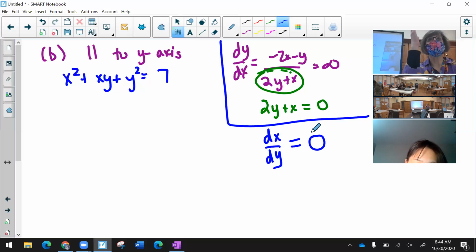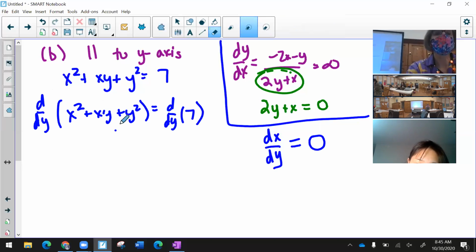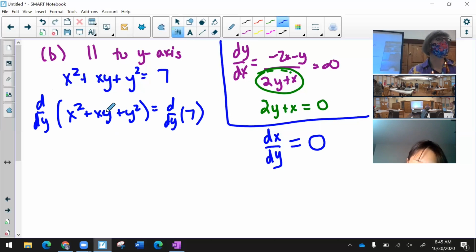Okay, because again, for a vertical line, what's my change in x? 0. Well, what's my change in y? Anything I want it to be, it's a number. Okay, so we could take the derivative of our original equation with respect to y. So I could take d by dy of x squared plus xy plus y squared, which is going to be equal to d by dy of 7. And I just write it out this way to kind of remind us of what we're taking the derivative with respect to.